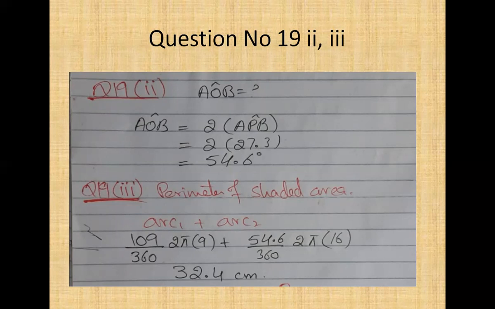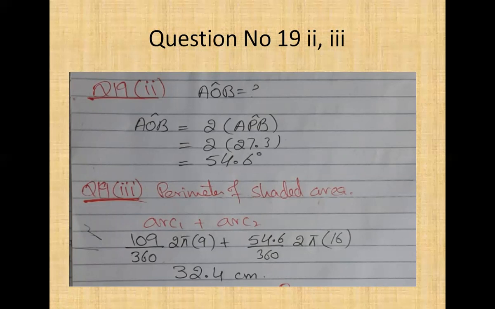Once I know that second part, the last thing is they want you to find the perimeter of the shaded region. I told you that the perimeter of the shaded region is made of 2 arcs. There are 2 arcs which bound that shaded region, and one of the arcs has an angle of 109 and its radius is 9. The other arc has an angle of 54.6, and its radius is 16. The formula for the arc is theta by 360 times 2 pi r.